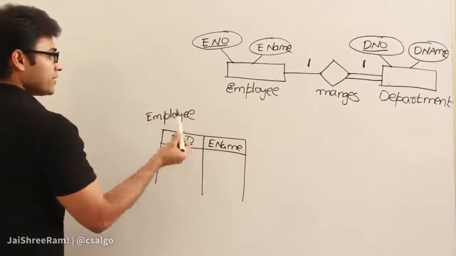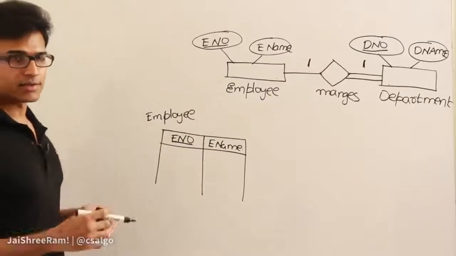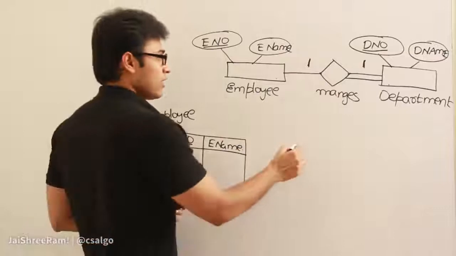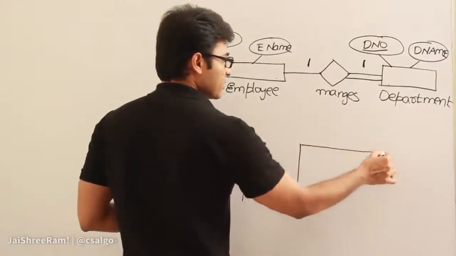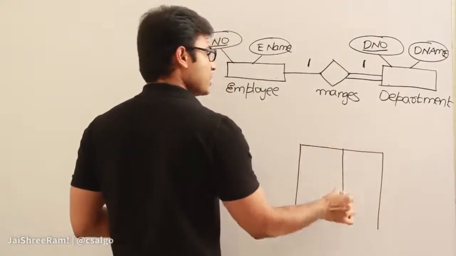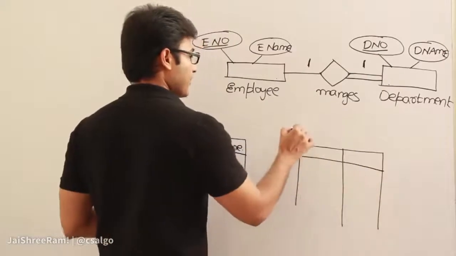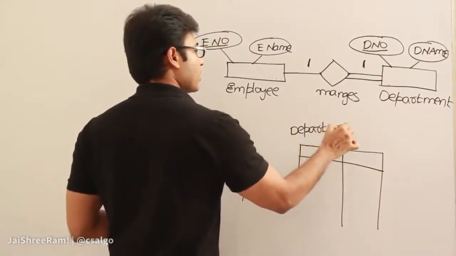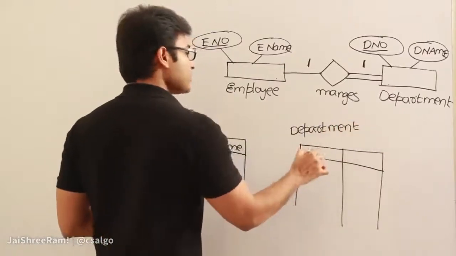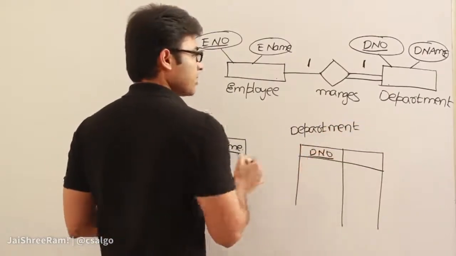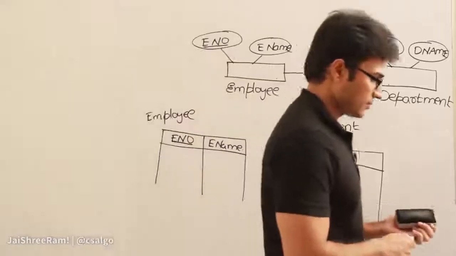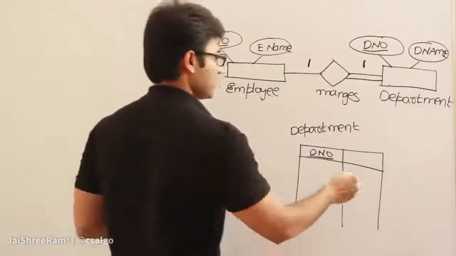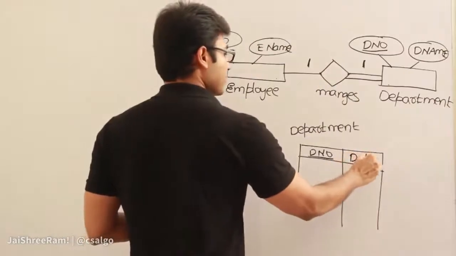So instead of calling it a relation, I am calling it a table. Otherwise this relationship and the relation, you might get confused. And now I am going to use the other table which is already created for department, which is having department number as the primary key, and the other attribute is department name.